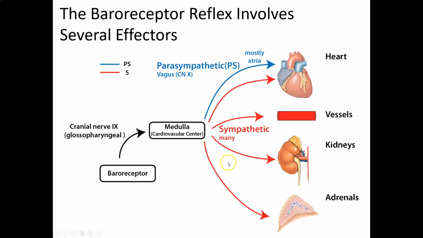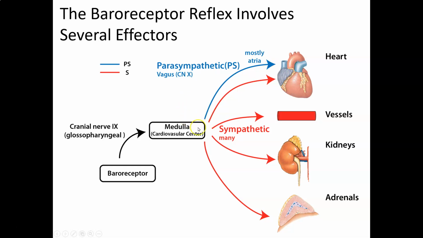So here's an example of the baroreceptor reflex, okay? And again, it has a number of different effectors, so let's look. Here's an example of the baroreceptor again. There's our glossopharyngeal. Here's our medulla cardiovascular center for the integrator. And then my efferents are either the cranial nerves, especially cranial nerve number 10, the vagus, right? And that pretty much only goes to the heart.